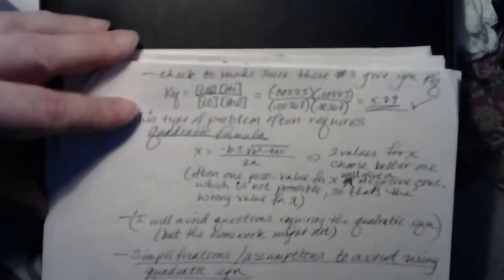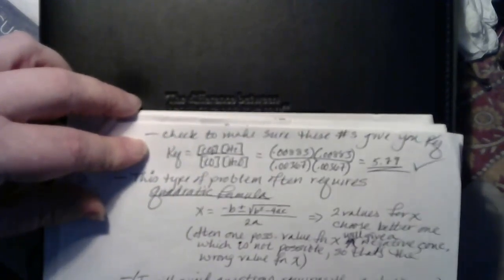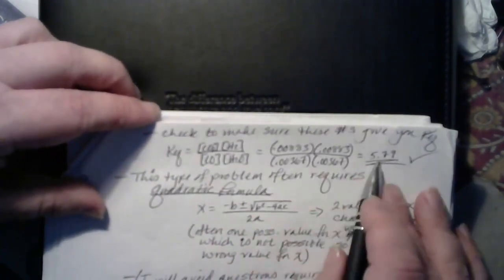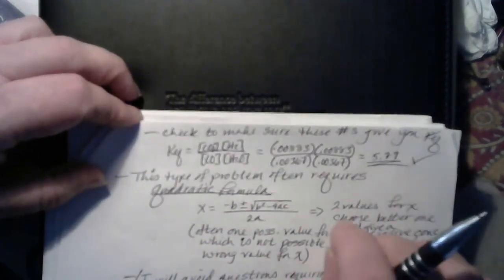we were supposed to find the KEQ for this reaction. Of course, we already knew it, but we'll want to check anyway, just to make sure that we get the KEQ that we should. And in fact, we do. If you take 0.00883 times itself over 0.00367 times itself, you get 5.79, which is the KEQ that we found before. So we found x correctly.